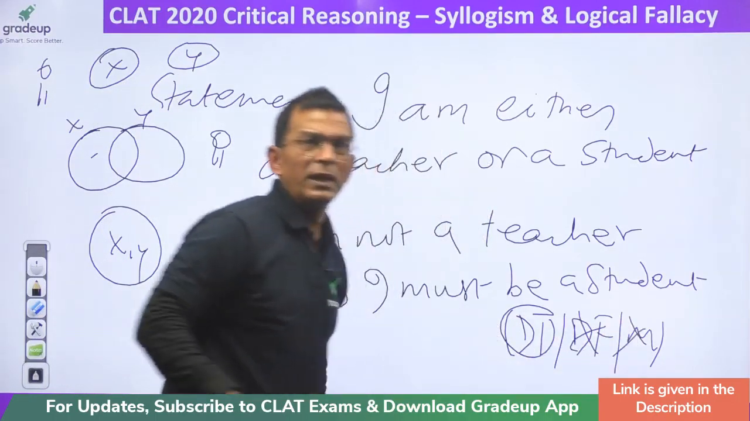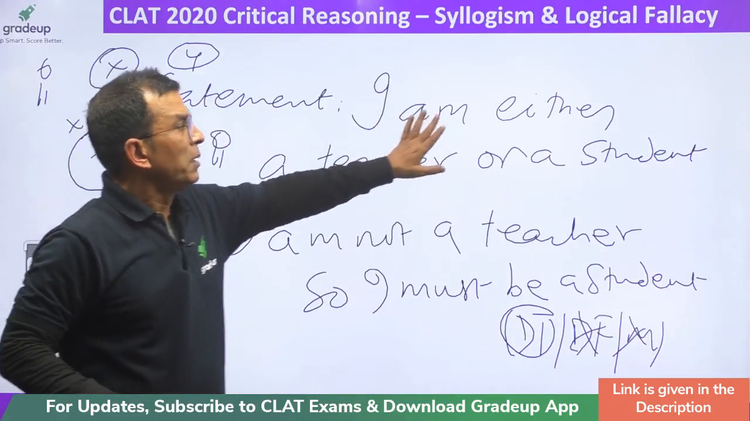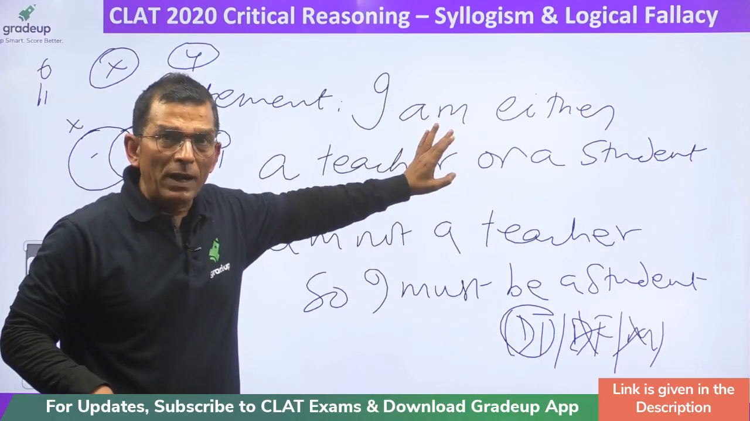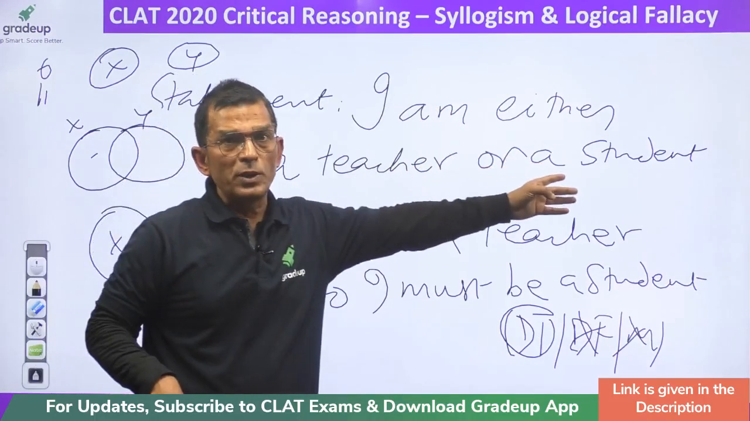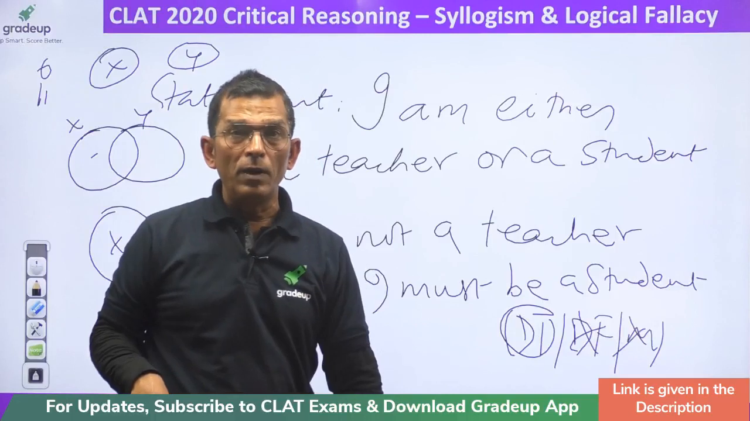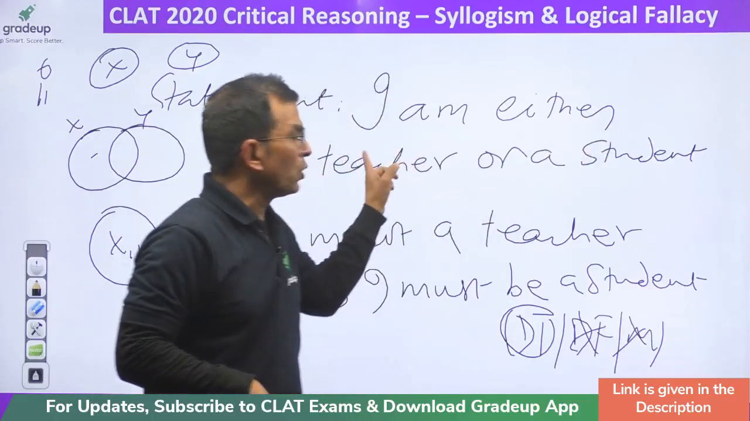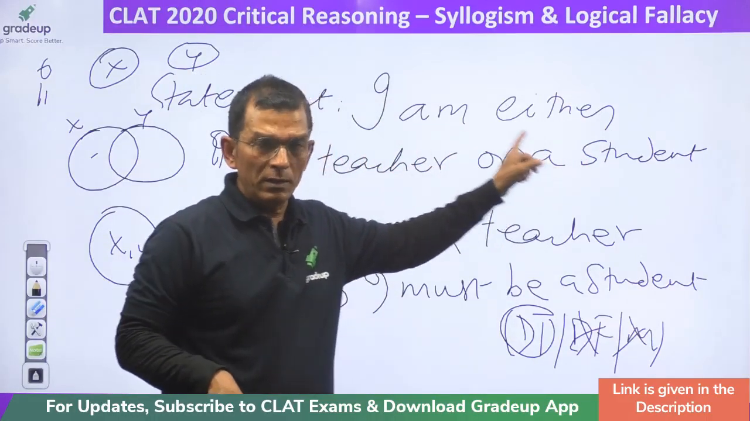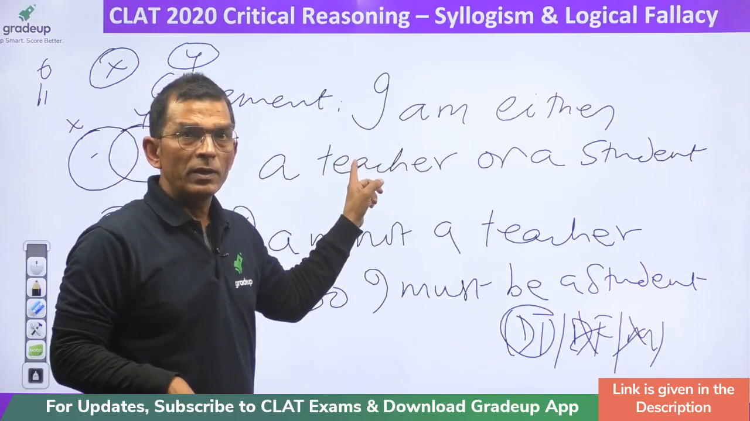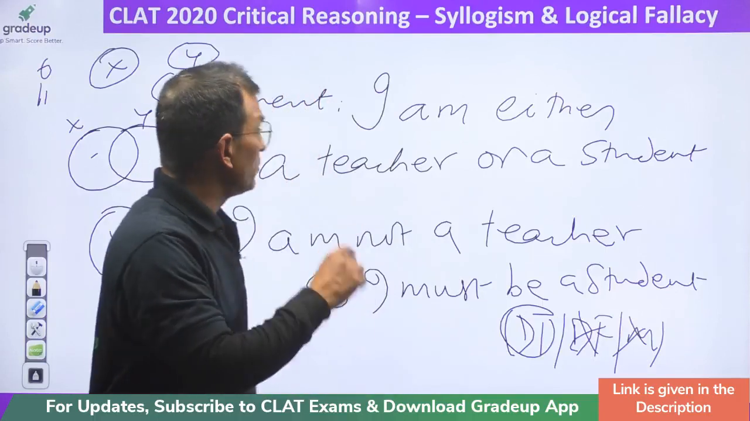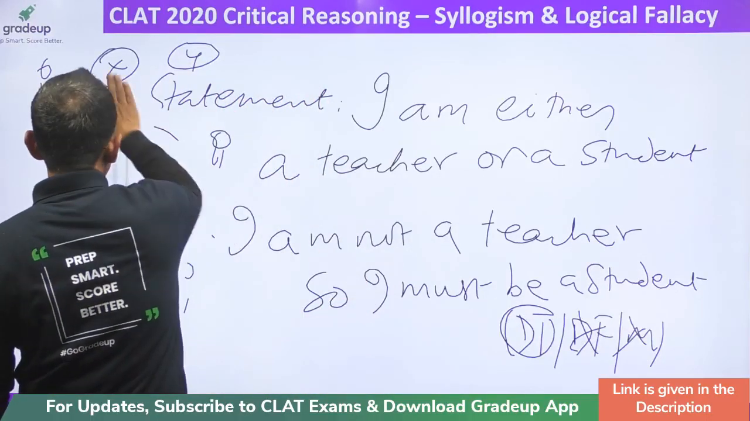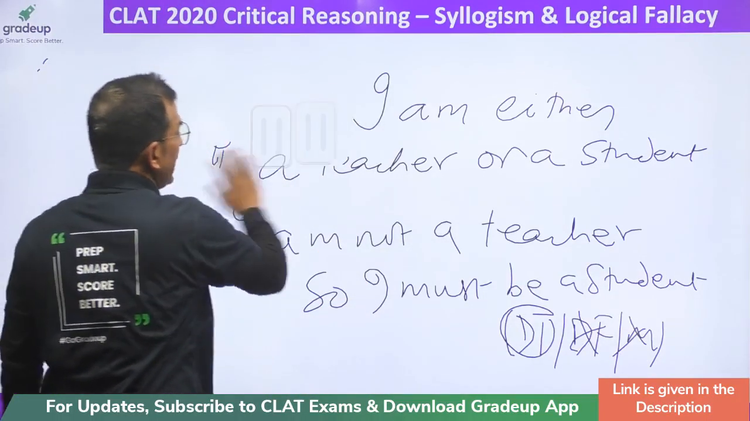So what are we doing here? By negating the first part of the premise, you can always be sure that the next part is going to be affirmed. And if I negate this, this is going to be true. I am not a student will mean I am always a teacher. Okay, so that's true.